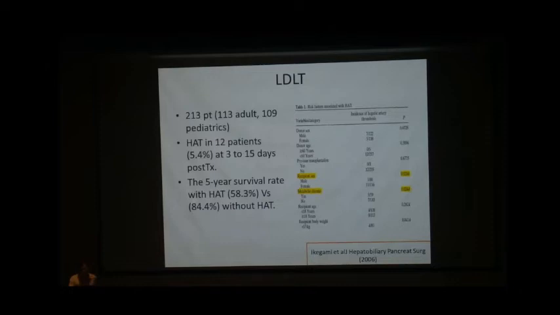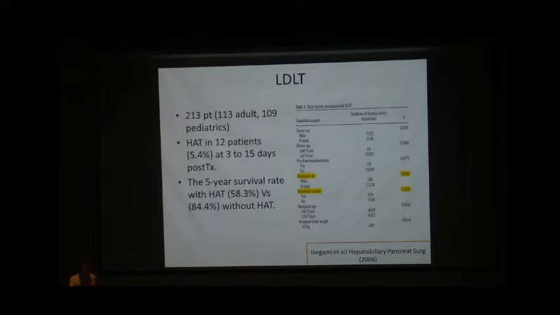Coming to live donor liver transplantation, I found 2 or 3 articles which specifically focus on live donor liver transplantation and the risk factors for HAT. This one is from Japan, published in 2006. 213 patients, 5.4% incidence of HAT, and they saw a survival difference in patients with HAT, with low survival of 58% versus 84%.